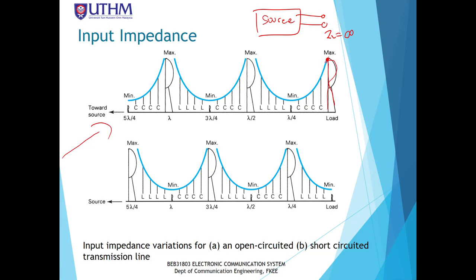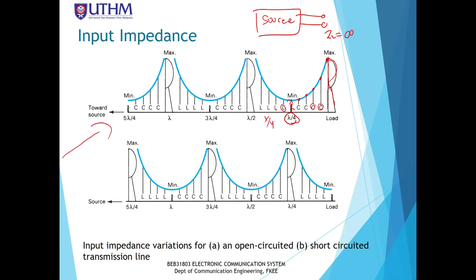Okay. And as we move from the load to the source, you see that the transmission line has a characteristic of capacitance. Dia bersifat capacitance. Okay, at a specific point here. So this is to show the characteristic of the transmission line during the open and short circuit. This is during the open circuit. And at a distance lambda over 4 from the load, the transmission line will be resistive with minimum value. That's why the R is small over here.